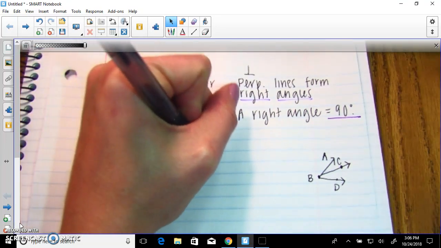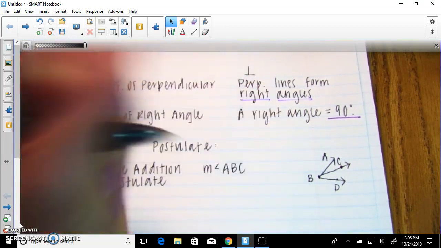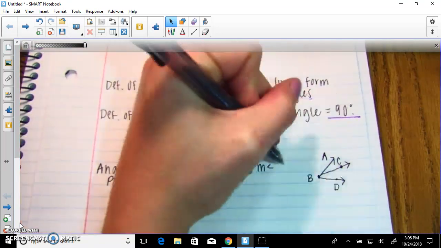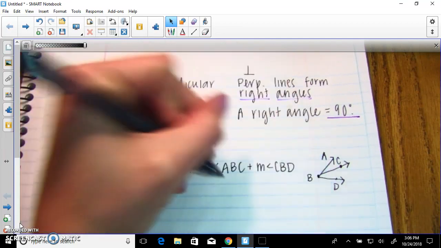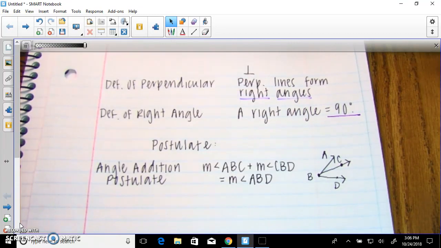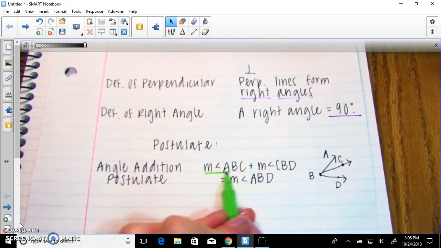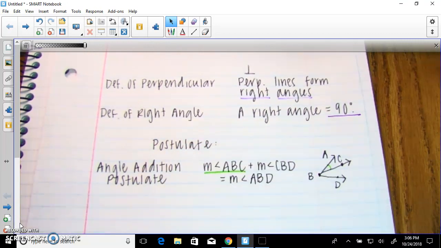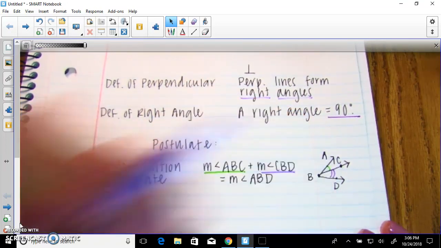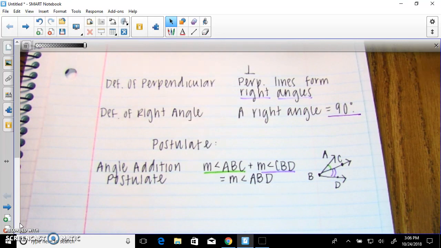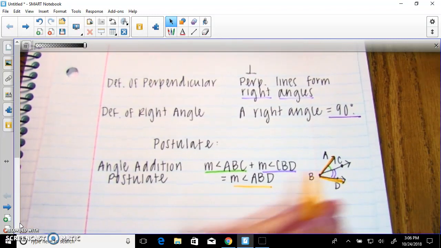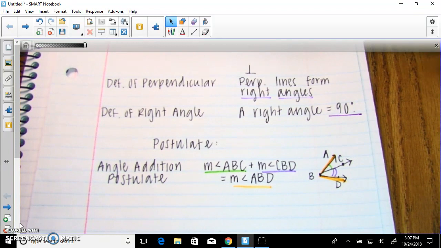So we would say that the measure of angle ABC, plus the measure of angle CBD, equals the measure of the entire angle ABD. So the measure of that small angle ABC, plus the measure of the other part CBD, equals the entire thing ABD. It measures that whole angle. So just like the segment addition postulate, one part plus the other part equals the whole thing.